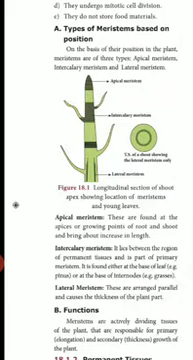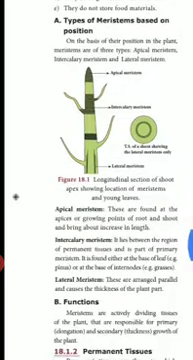and lateral meristem. So what are the characters of the apical meristem? How do they function? What are the characters of the intercalary meristem? These are the things we are going to study now. Apical meristems are found at the apex or growing points of the root or shoot and bring about an increase in length.